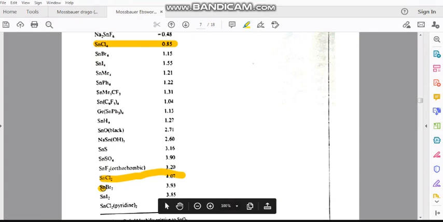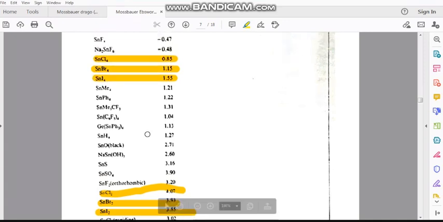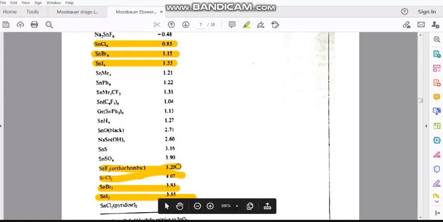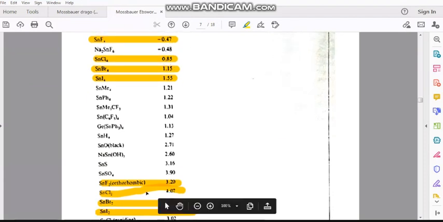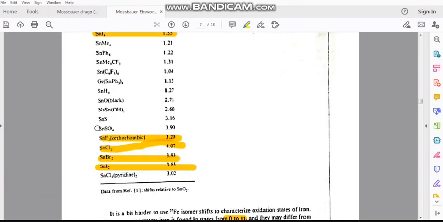For example, tin dibromide is 3.93, tin tetrabromide 1.15, tin diiodide 3.85, tin tetraiodide 1.55, tin difluoride 3.20, and tin tetrafluoride minus 0.47. So all of this is relative. Tin 4 plus shows a negative isomer shift relative to tin 2 plus.